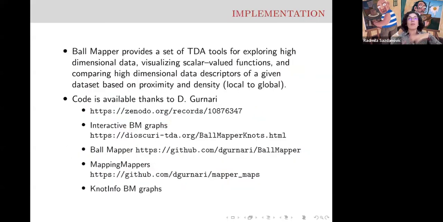Okay, so the good news is that all of these tools have been implemented thanks to Davide, and you can access them on Zenodo. You can find interactive Ball Mapper graphs, if you're interested in knots, on the Dioscuri Center webpage, and otherwise you can go to GitHub or Zenodo.